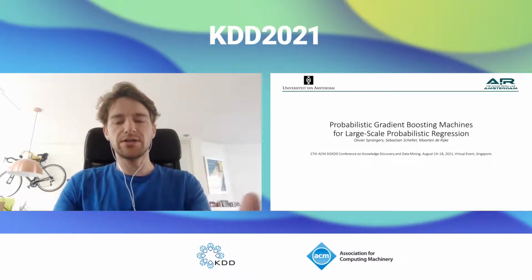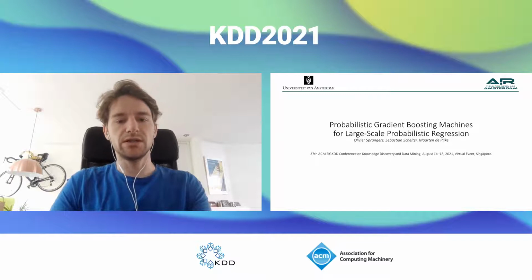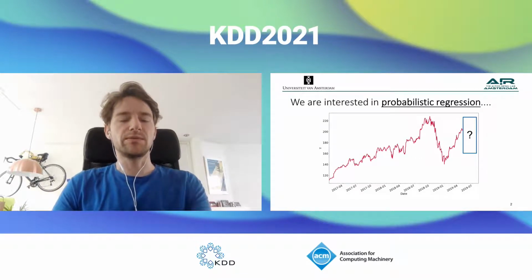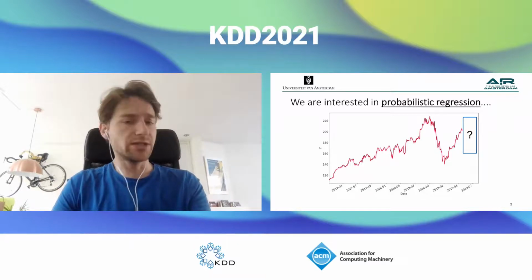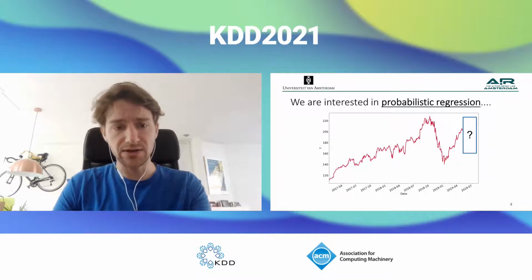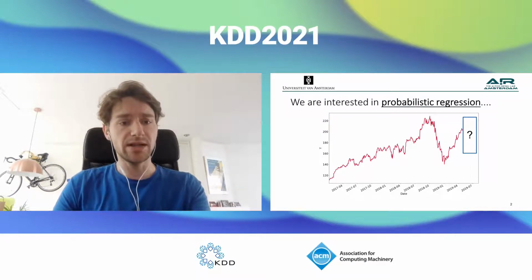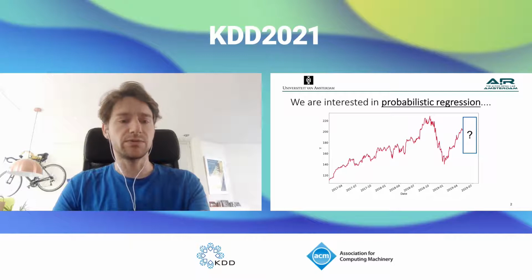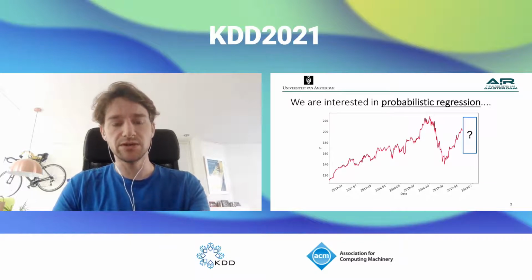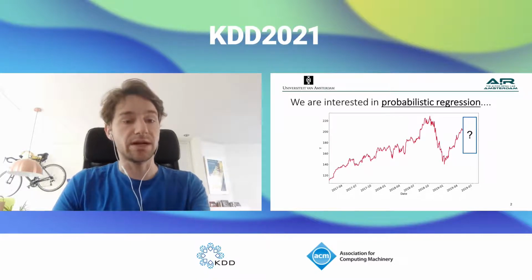So let me start by telling you what it is we are interested in. We are interested in probabilistic regression. What does it mean? Suppose we have this time series, then we would like to know what is going to happen in this blue rectangle. We want to estimate that, we want to forecast that, and we want to do this probabilistically. And what does that mean? We want to have some notion of the uncertainty of that estimate. So we don't only want to provide a point estimate, so for example 200, but also plus or minus 10.